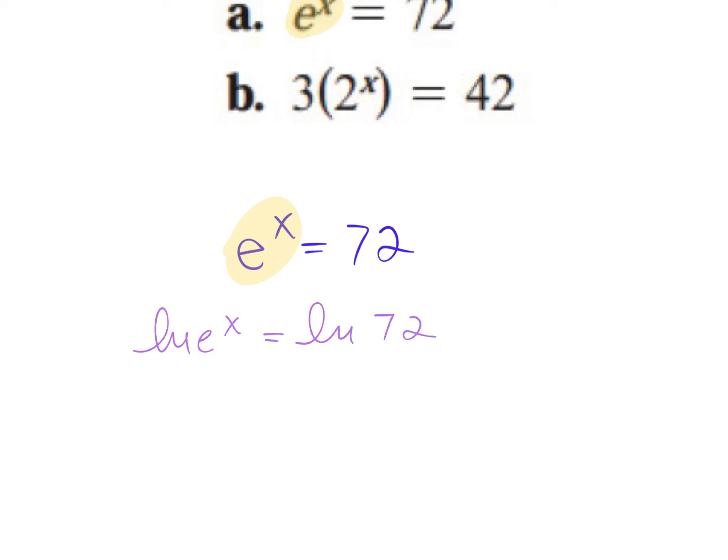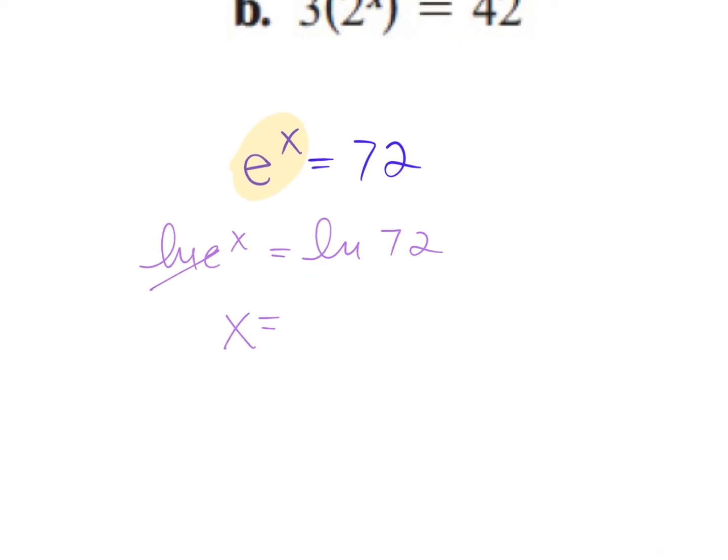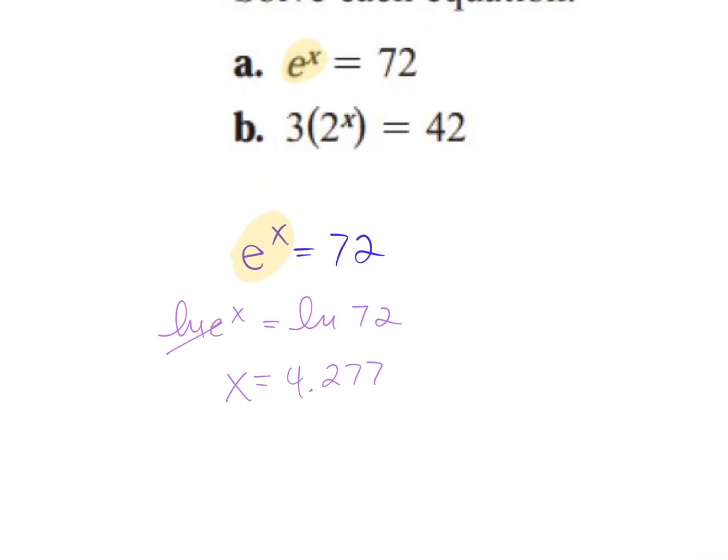What happens with e and ln on the left-hand side? They cancel out, so I get x equals, now in your calculator, you hit natural log or ln, 72. What do you get? Give me 3 decimal places. 4.277. Now, what can I do with that answer? I can plug it back in.